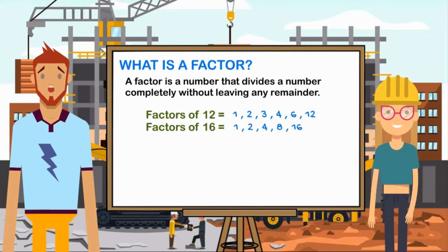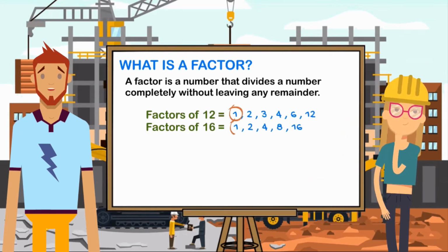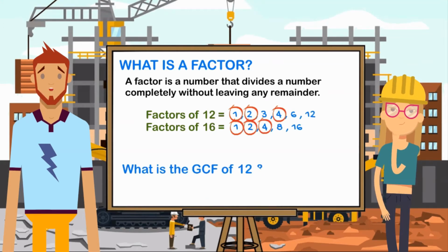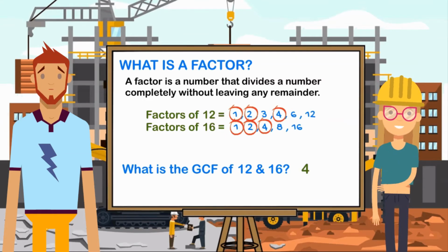Now that we have all of their factors written down, let's note which factors they have in common. So what is the GCF between 12 and 16? The answer is 4. You got it!